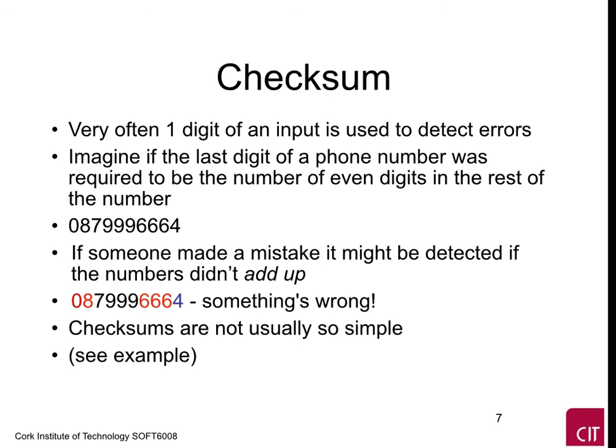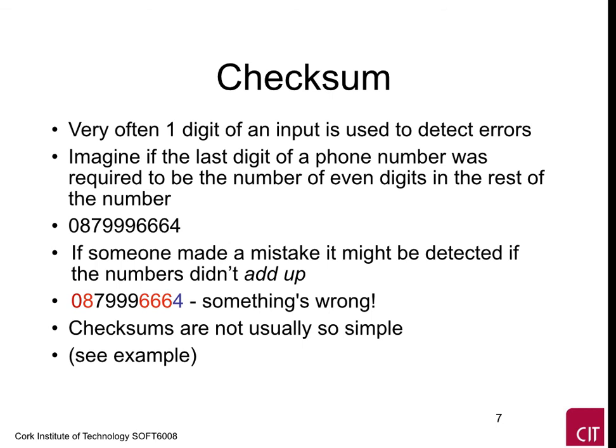So if we look at 08799966664, we know something's wrong. Someone's trying to spoof you if they give you that phone number. Because in 0879996 and 6 and 6, there are 5 even digits there. So the last digit should be 5, not 4. Now, I stress this isn't how phone numbers work. I just made this up. But let's say you wanted such a scheme.